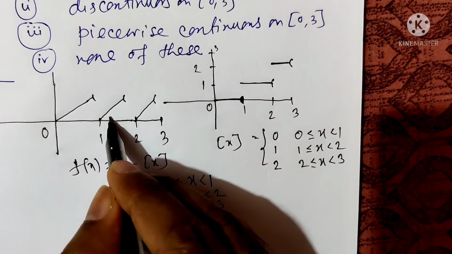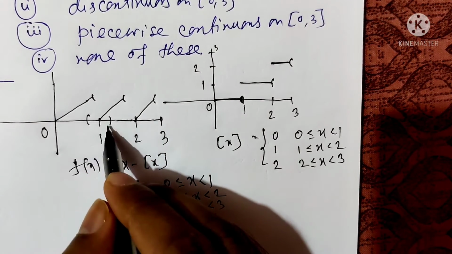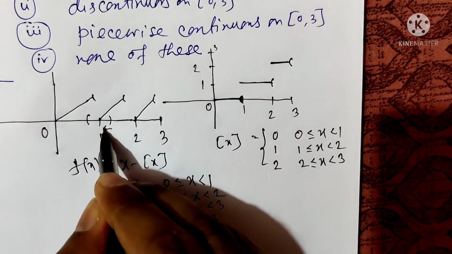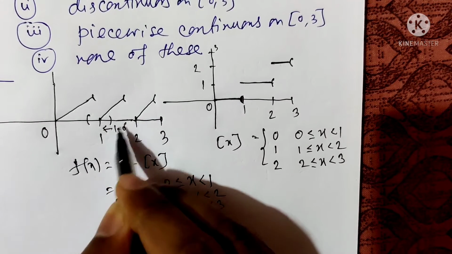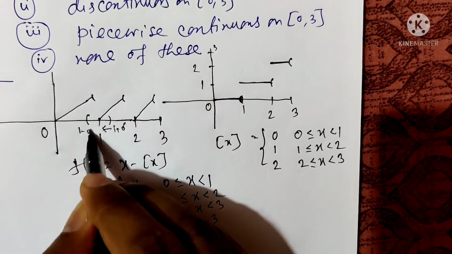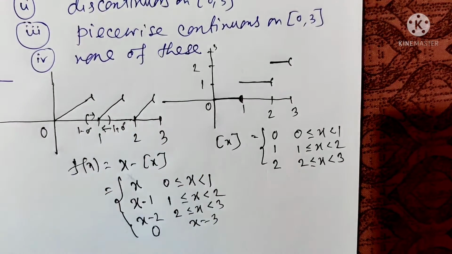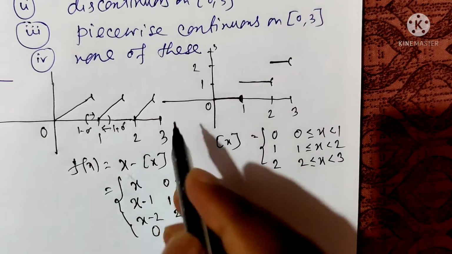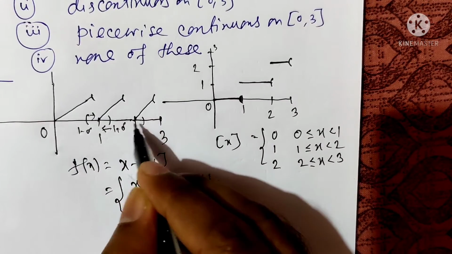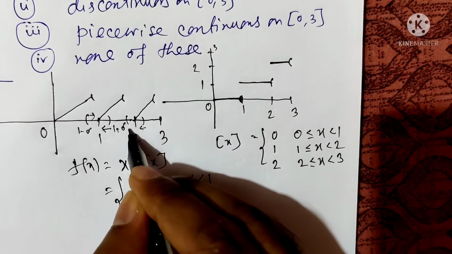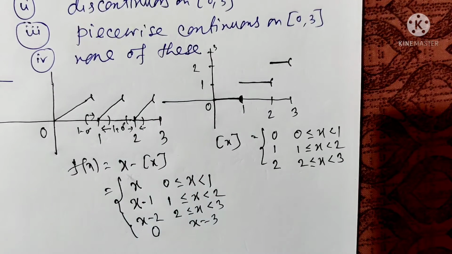Why? If you choose from 1 plus delta to 1 and from 1 minus delta to 1, these two are different values. Therefore this is a point of discontinuity. Similarly this is also a point of discontinuity. Now we evaluate and show this.